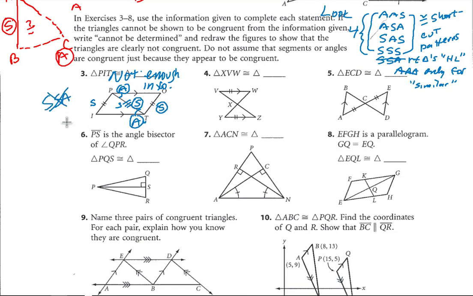Whoops, I guess I missed on that one. Actually, it's not ASA, it's SSA, which only works for right triangles. So we've got to be really careful on those.